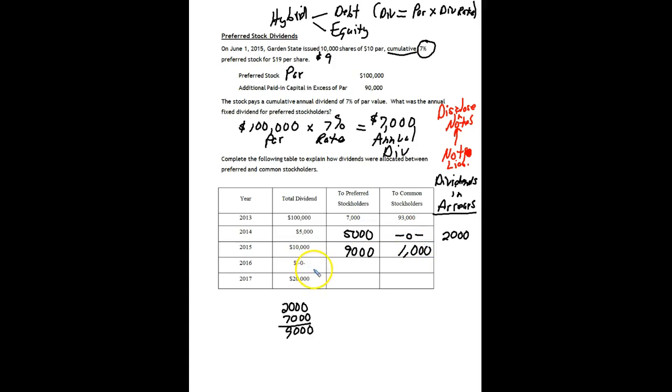If in the next year no dividend is paid, then obviously nobody gets anything, and we have dividends in arrears for the preferred shareholder of $7,000. Then in 2017, if $20,000 is paid, the dividend in arrears gets paid first, and then the 2017 dividend. So the preferred shareholders will get $14,000, and then the common gets whatever is left over, the $6,000. So that's how dividends are determined when preferred stock has a cumulative feature. And again, not all preferred stock is cumulative, but if it does have this feature, that's how dividends are determined.